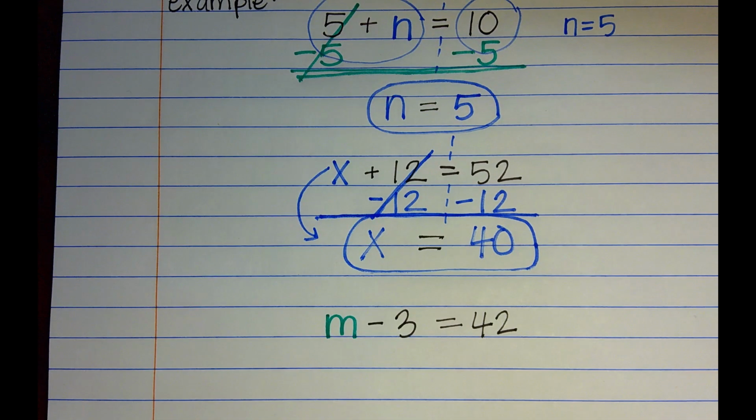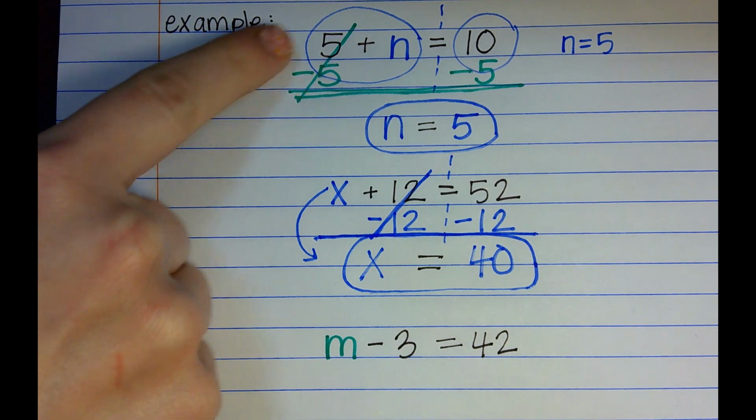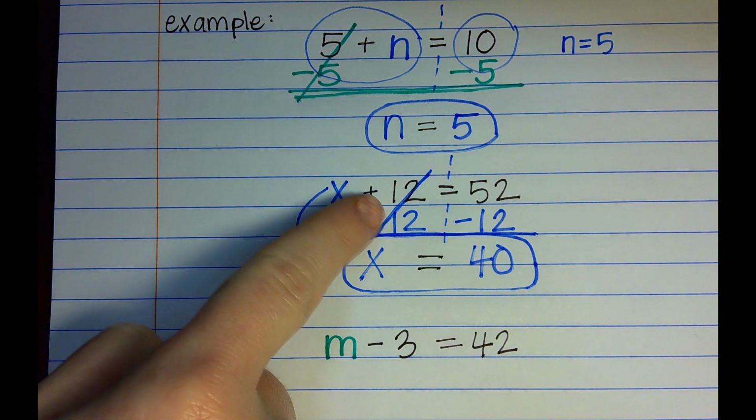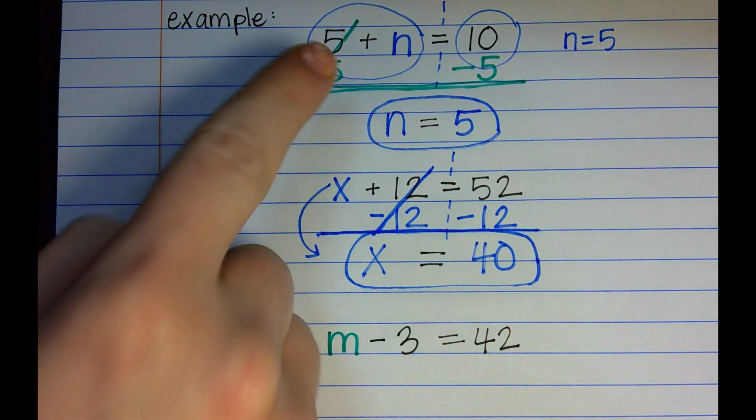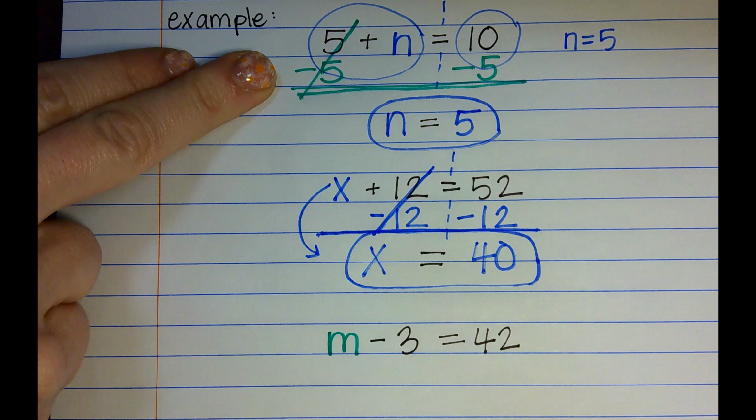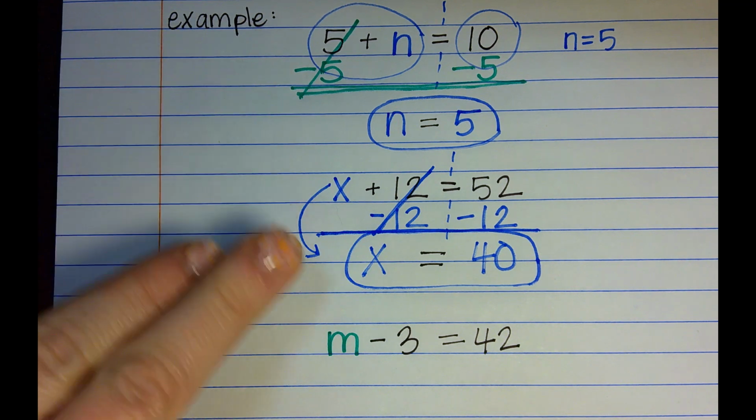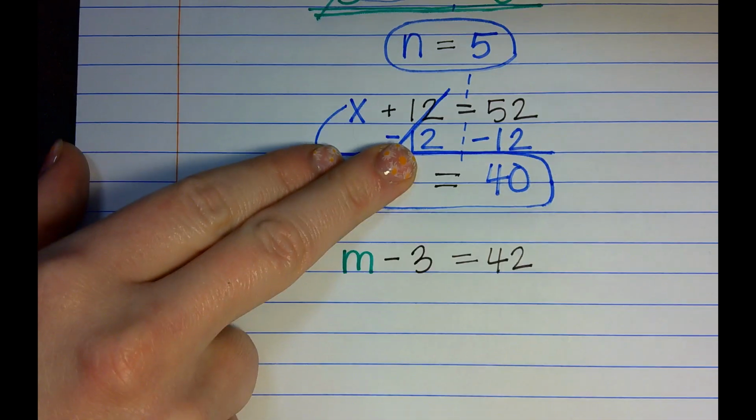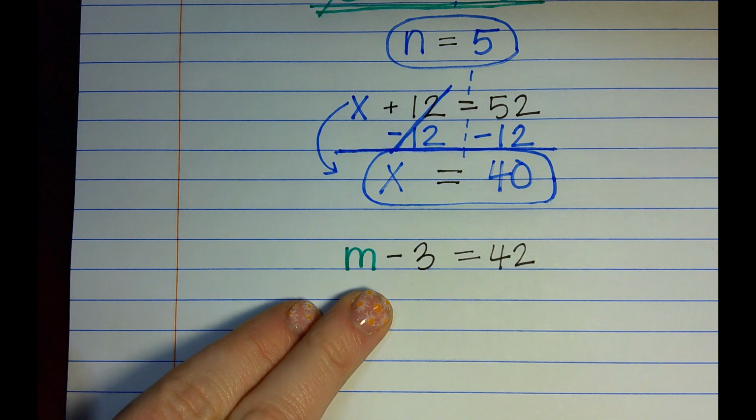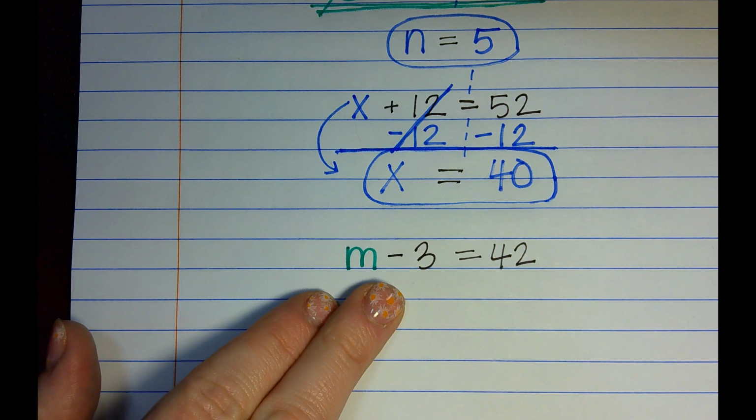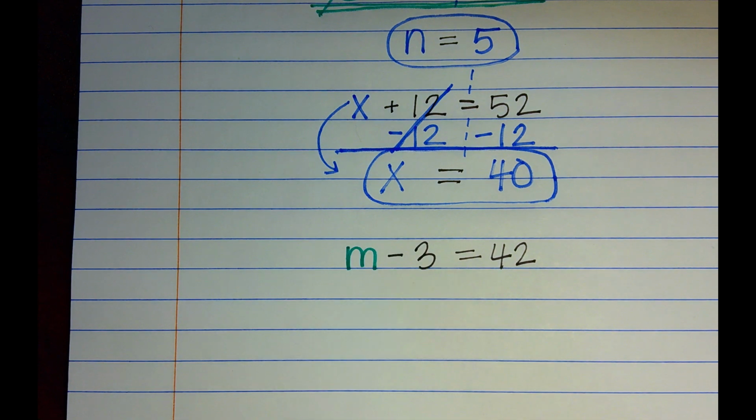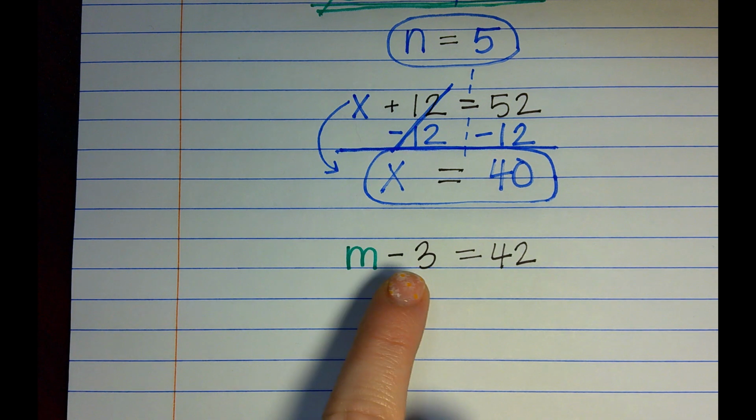Now, whenever I had a positive number, like 5 or like 12 plus 5, notice how we subtracted to get rid of it. We subtracted 12. What do you think we're going to do if we start with a negative number or a minus 3 instead of plus or positive? M equals 47. Yes, you are right.